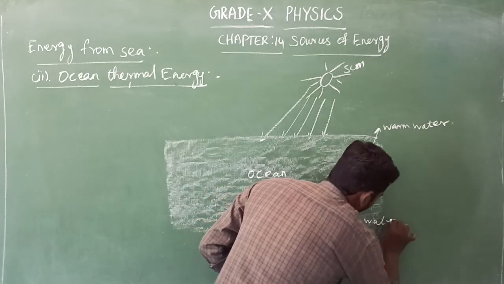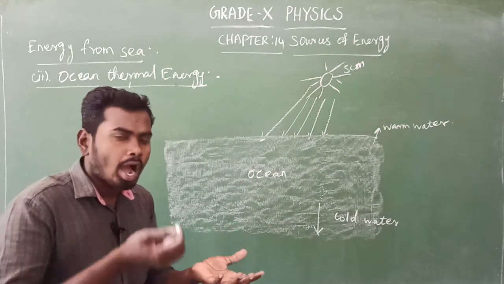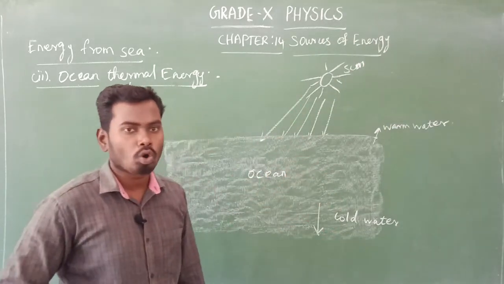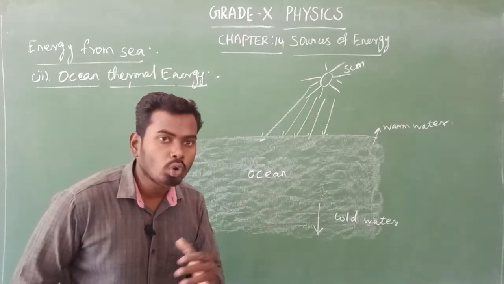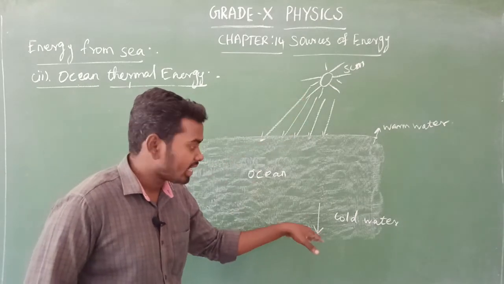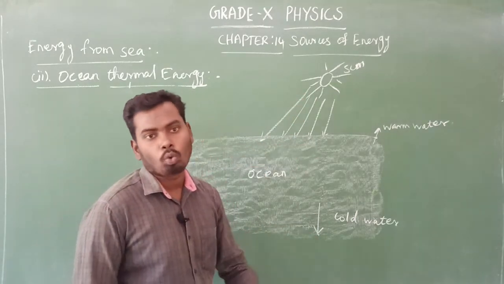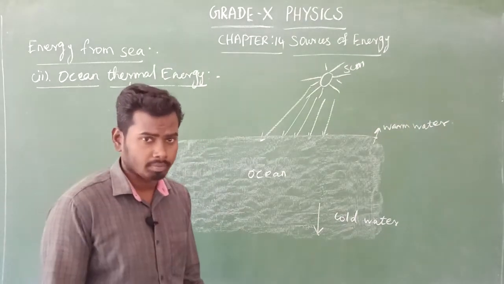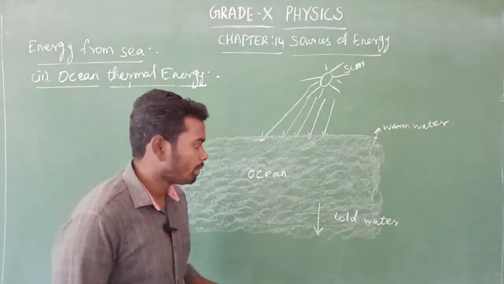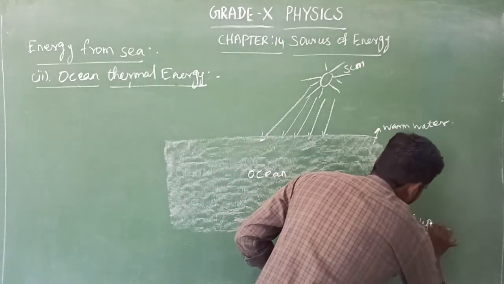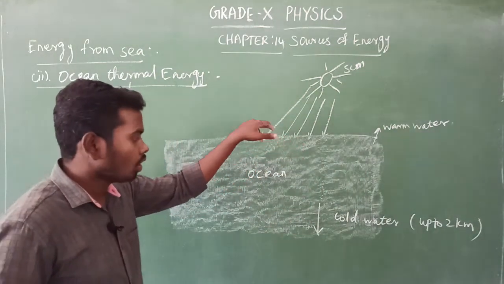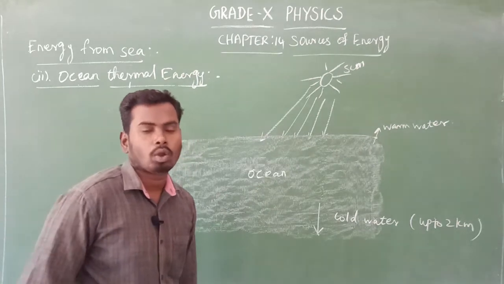Here it is cold because only the surface water absorbs the heat energy, but as the distance goes deeper and deeper inside the sea or ocean, the water will be cold water. It will be cold because sunlight never reaches very deep inside the sea or ocean, up to 2 kilometers distance from the surface of the water.